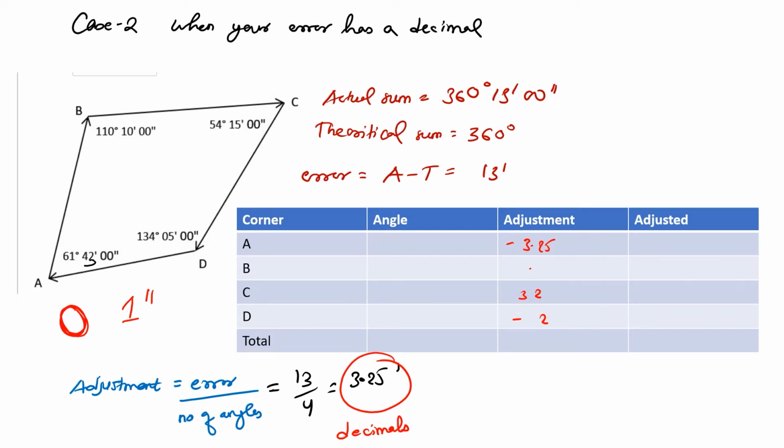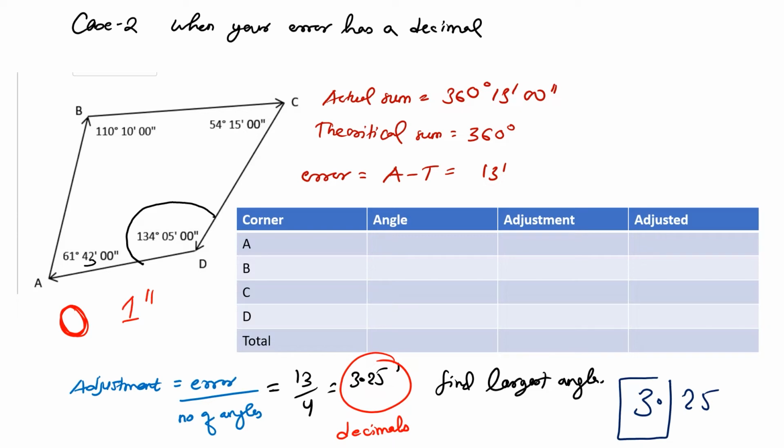So what's the method here? The technique here is to try to divide the error as equally as possible and assign the remaining value to the larger angle. So find the larger angle here. You find the largest angle. In this case, this should be my largest angle, right? So what you do is you simply take this 3.25, so use this first number next to the decimal. So minus 3, minus 3, minus 3, right? So minus 3 times 3 equals minus 9.